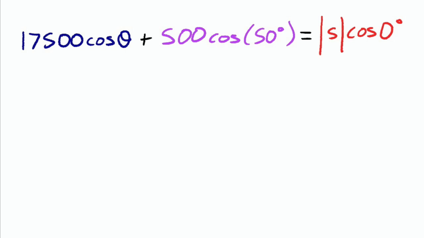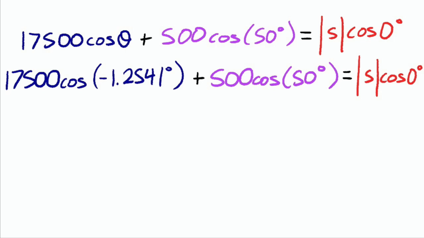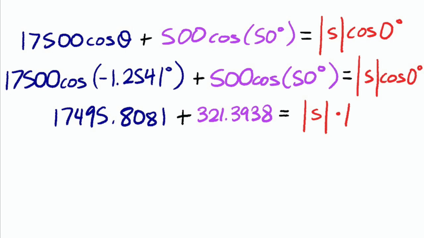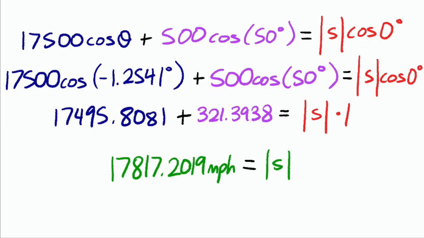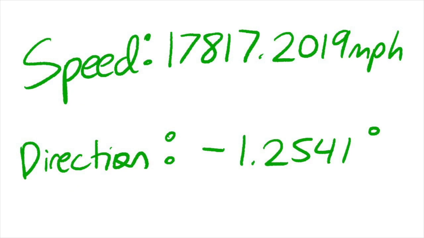Then, solve the cosine one and find out the intended speed. Oh, but make sure to put the unknown direction into the equation here. We get 17,817.2019 miles per hour. Aye, now we got the solution. Alright, so then we set up the spaceship to go at the speed of 17,817.2019 miles per hour at the direction of negative 1.2541 degrees.